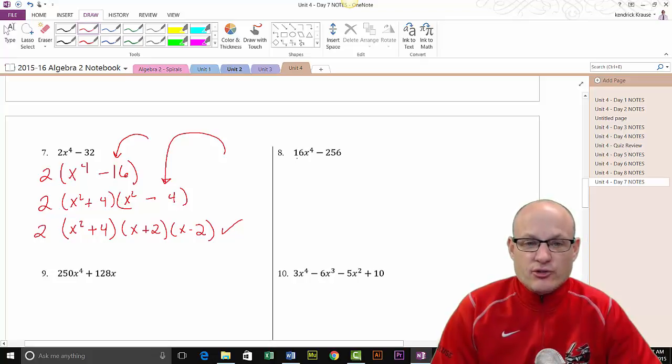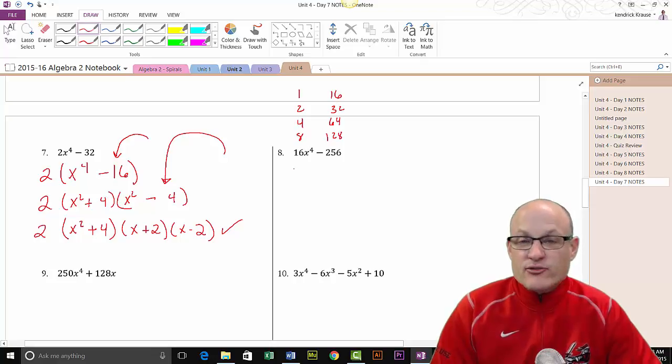I can take out a 2. This would be 8, and this would be 128. But that means I can take out another 2. This would be 4, and this would be 64. But that means I can take out another 2. That would be 2, and this would be 32. But that means I could take out another 2. This would be 1, and this would be 16.